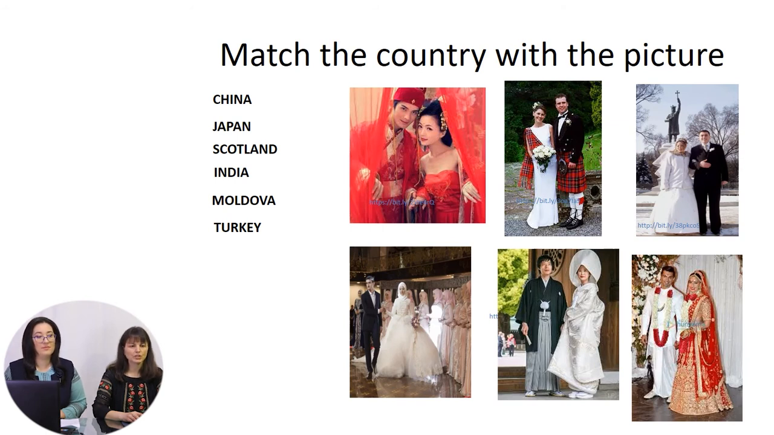In the first picture, you can see a Chinese wedding. Let's view the second picture, and we have got a Scottish wedding. Why Scottish? Because we can see a kilt on the bridegroom. The next picture gives you the opportunity to admire a Moldovan bride. Next comes a Turkish wedding with amazing and luxurious rituals. Here you can see a Japanese wedding. And the last one is an Indian wedding with a lot of flowers and a big celebration.